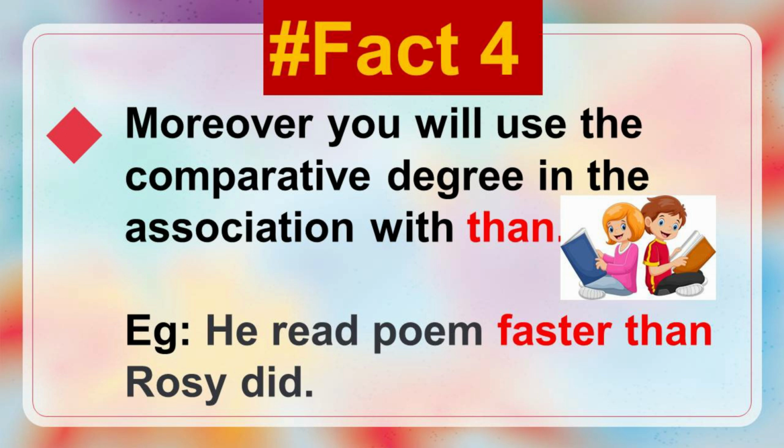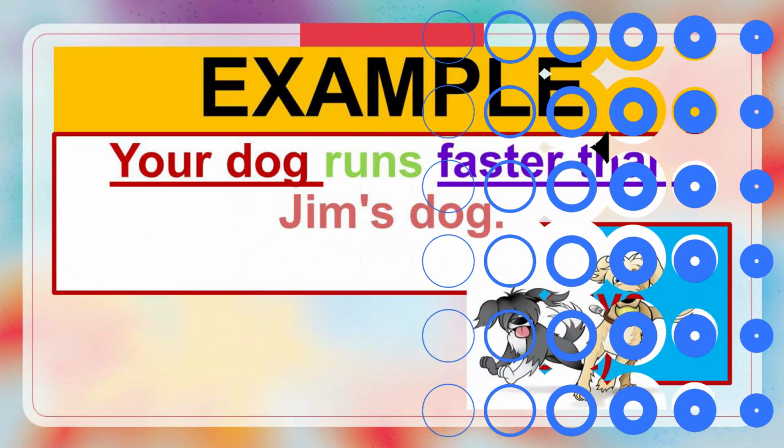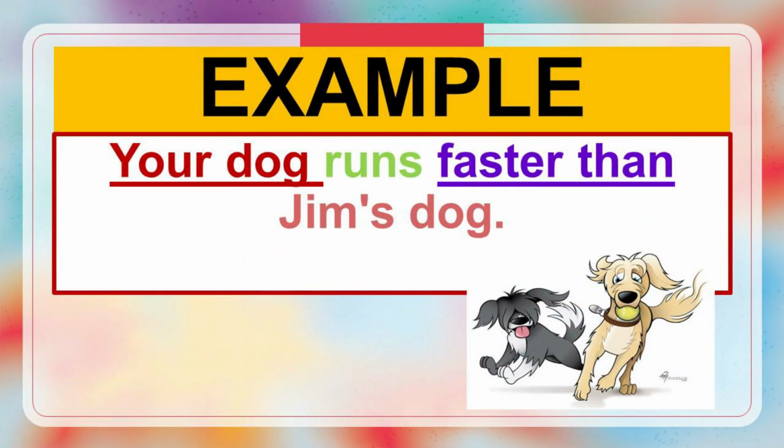Now let's understand the pattern. Comparative degrees are used in sentences where two nouns are compared in this pattern: noun, which is the subject, plus verb plus comparative adjective plus than plus noun which is the object. For more clarity, let's understand this example. Your dog runs faster than Jim's dog. Here, your dog is the noun which is the subject of the sentence, runs is the verb, faster than is the comparative degree and Jim's dog is the noun which is the object of the sentence.